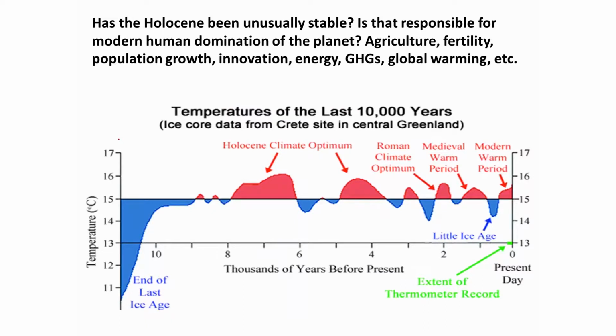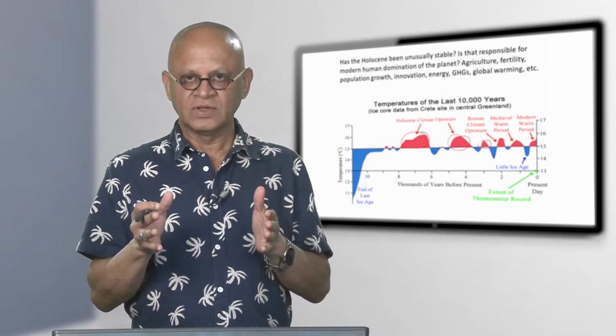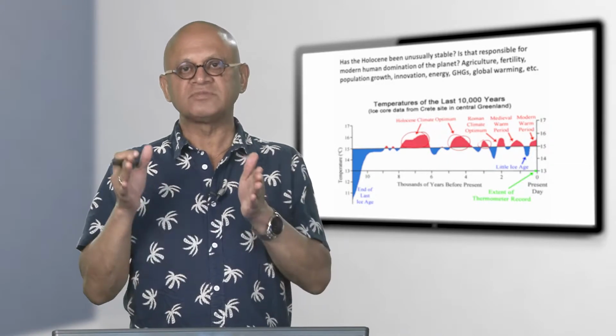I like this figure because it shows much more clearly that the temperature perturbations during the Holocene were fairly small. Here it is about 1 degree, less than a degree, half a degree, and so on, but each of these perturbations had huge impacts on civilizations at that time. So, what does that mean in terms of global warming?